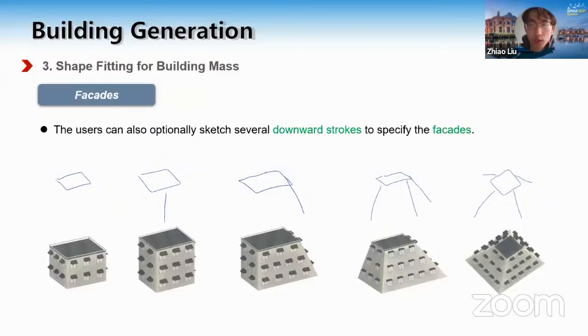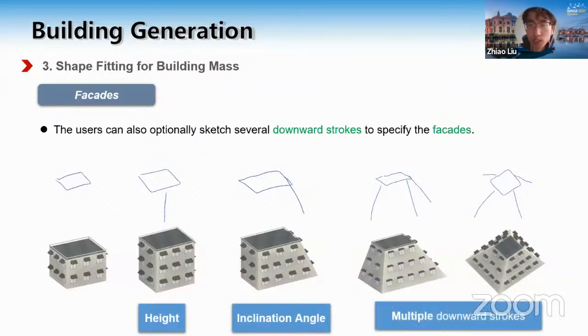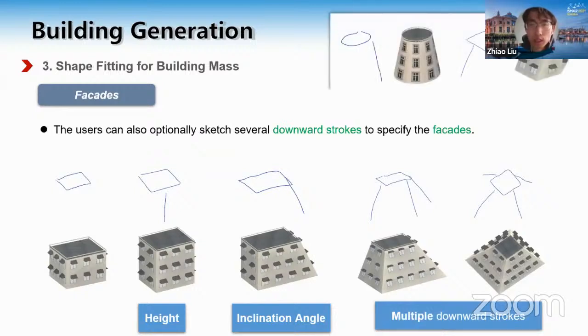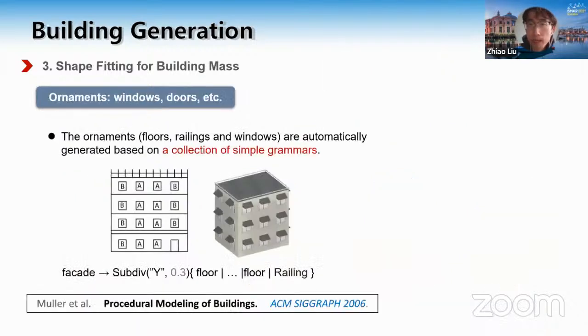The users can also optionally draw several downward strokes to specify the facades. The downward strokes can be used to adjust the building height, the inclination angle, and also the user can use multiple strokes to depict the shapes of the different facades. And moreover, this operation can also work for the cylinder and freeform building masses.